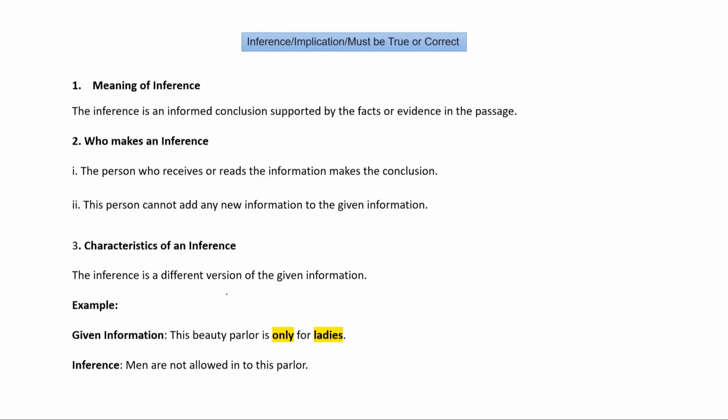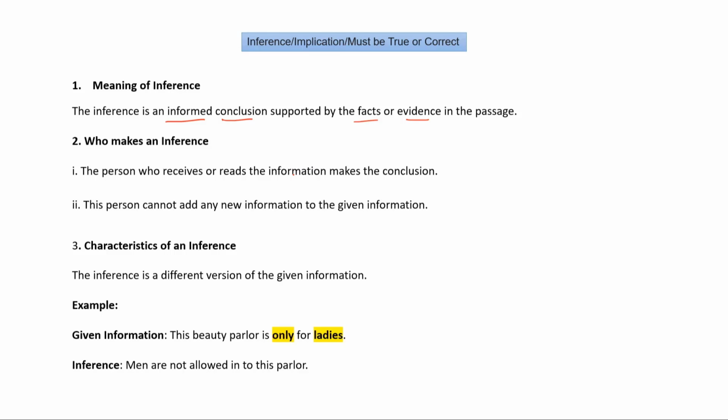In other words, the information given in the passage supports every piece of information given in the best option, that is the inference. When working on the inference question, you should look for the relevant information in the passage. Note that not every sentence or not every piece of information given in the passage is relevant to drawing an inference. Second, who makes an inference?